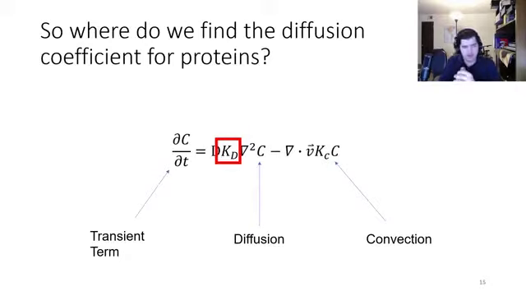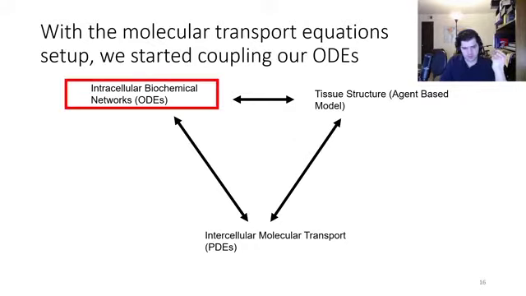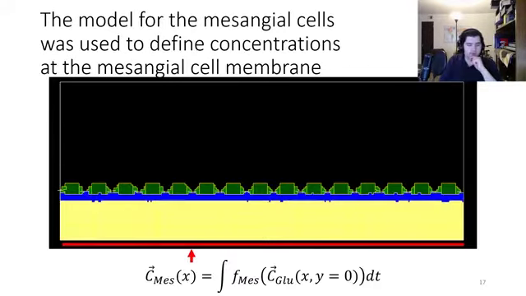Additionally, we added a KD term to capture diffusive hindrance due to the interactions between the porous media and the solutes. With our molecular transport equations set up, we looked at a couple of our intracellular biochemical networks next. And for the mesangial cell model, we did that by using it to define the boundary condition at the bottom of our simulation. We assumed that was where our simulation space contacted a mesangial cell.